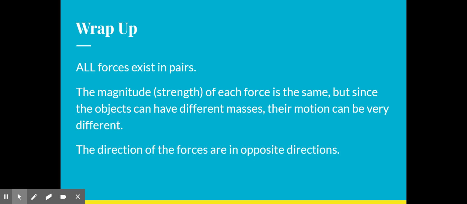It would be really bad if when I jumped up, everybody else on Earth went, "Whoa, what the heck was that?" But I would need a mass of nearly 10 to the 26 kilograms for anyone else to be able to notice. And then the direction of the forces are always going to be in opposite directions. So if I push something forward, it will push back on me. If I push it down, it will push up on me. So that's Newton's third law.